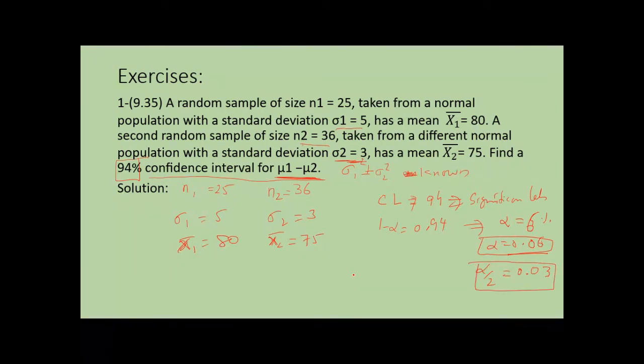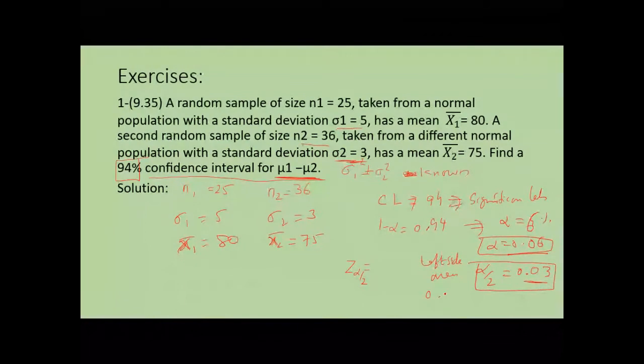And we want to find the z of alpha over 2. It means that the area to the right side of z is alpha over 2. Alpha by 2 is 0.03. So what is the left side area? Left side area is 0.97, isn't it?